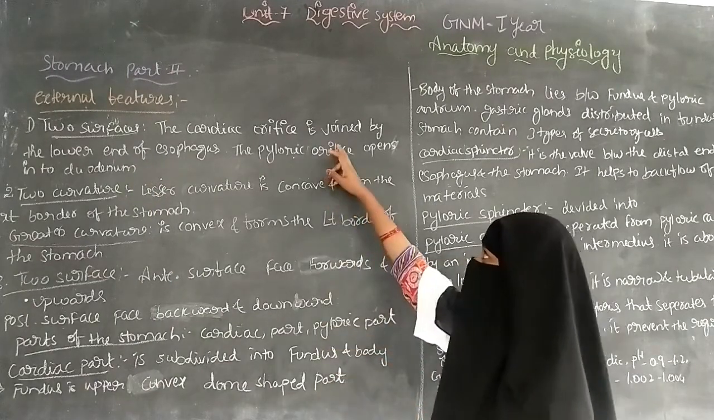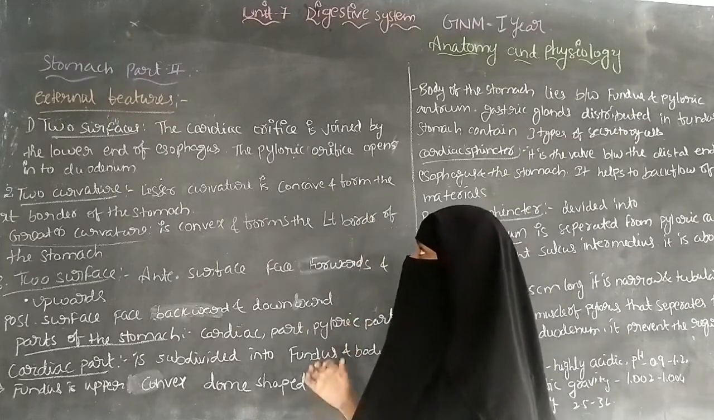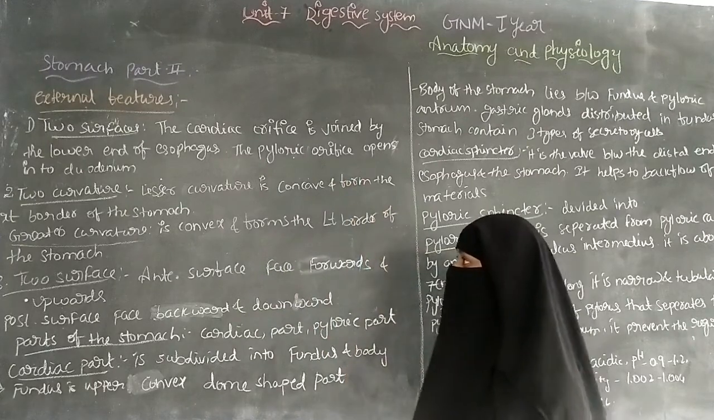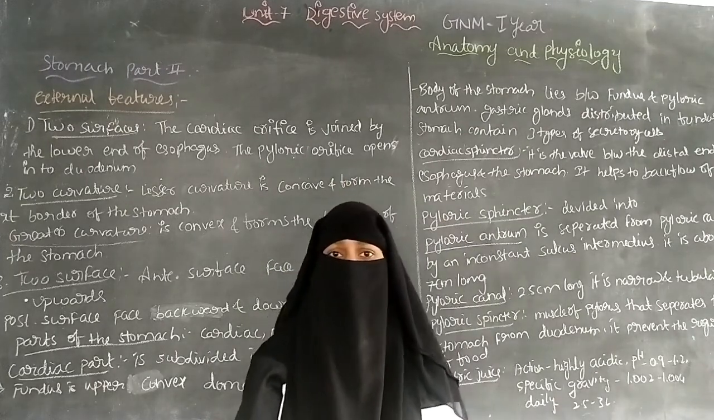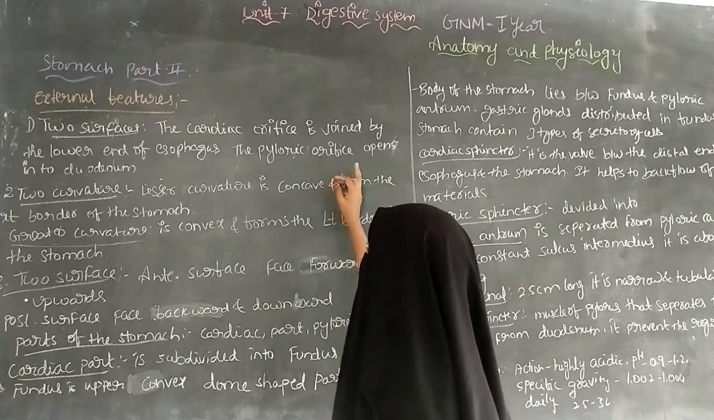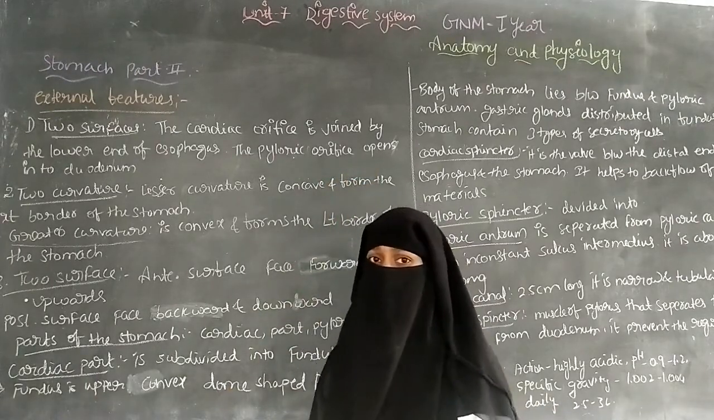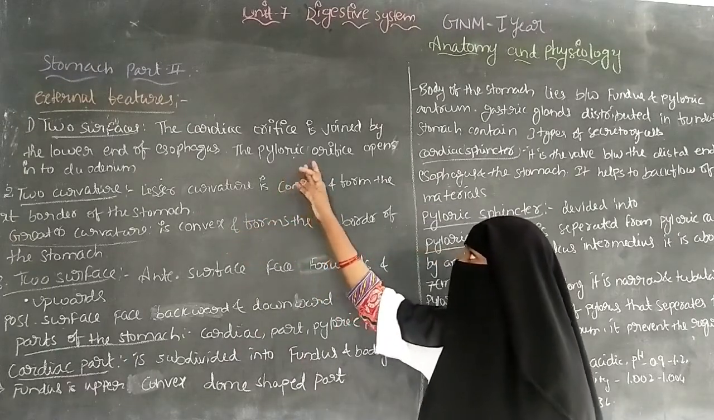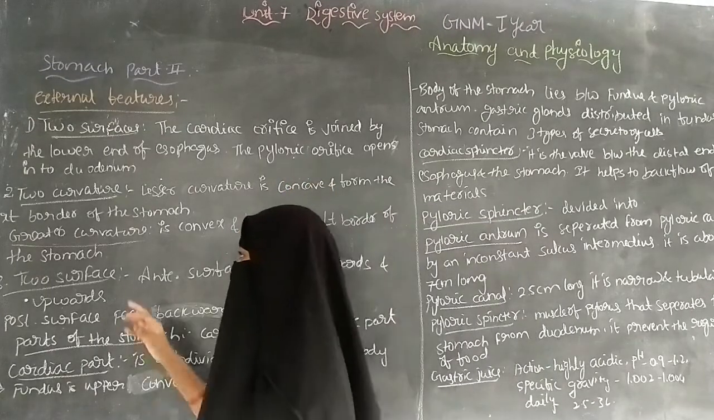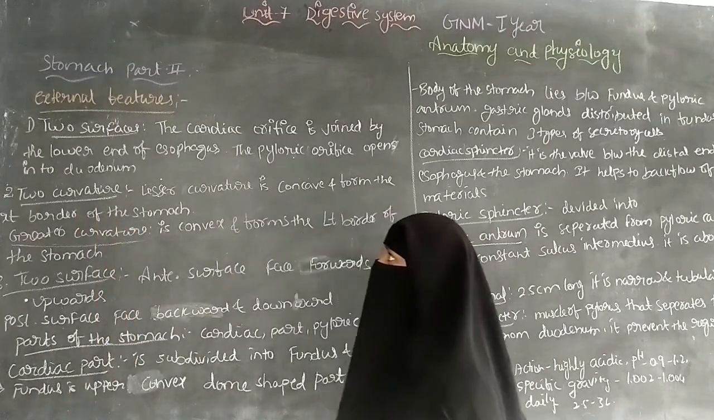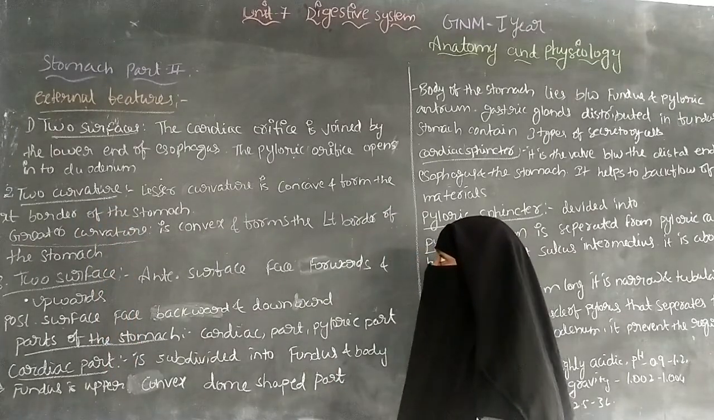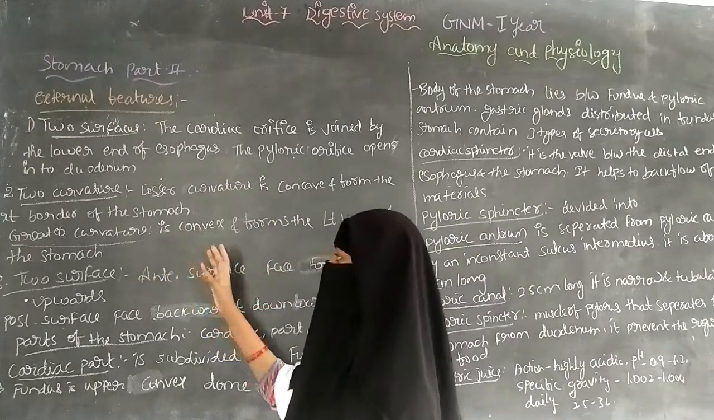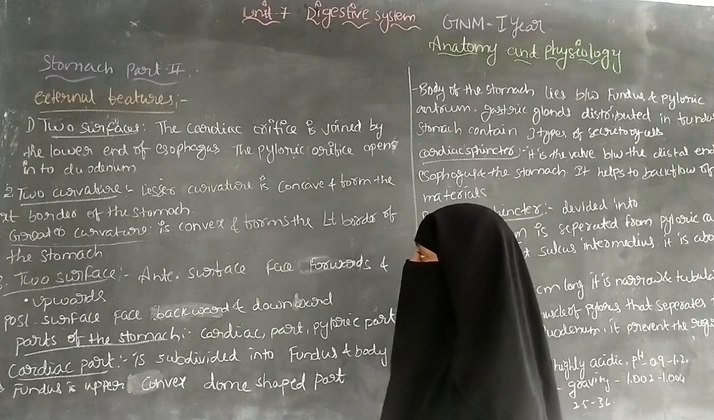The cardiac orifice is situated at the lower end of the esophagus, and the pyloric orifice opens into the duodenum. Food particles enter the duodenum from the stomach through the pyloric orifice. And the next one is the two curvatures. The two curvatures are the lesser curvature and the greater curvature, which are part of the stomach.